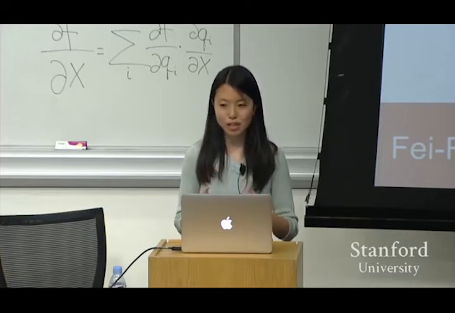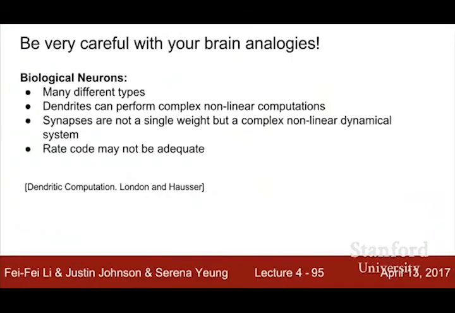But it's really important to be extremely careful with making any of these sorts of brain analogies, because in practice, biological neurons are way more complex than this. There are many different kinds of biological neurons. The dendrites can perform really complex nonlinear computations. Our synapses, the W0s that we had earlier when we drew this analogy, are not single weights like we had.